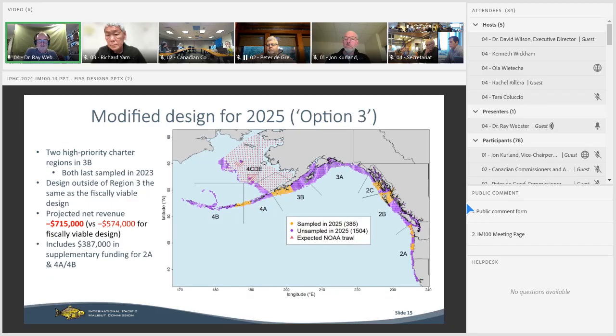Those were both last sampled in 2023. And the loss is predicted to be similar to the option 2 design just presented, where the sampled regions were instead in 3A.